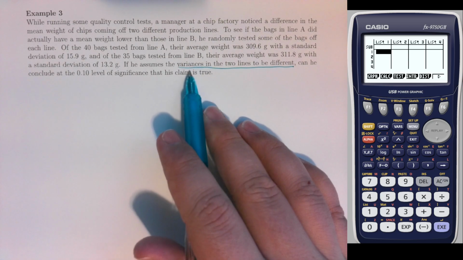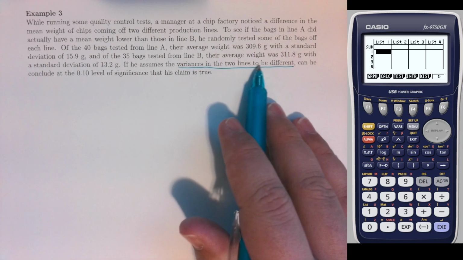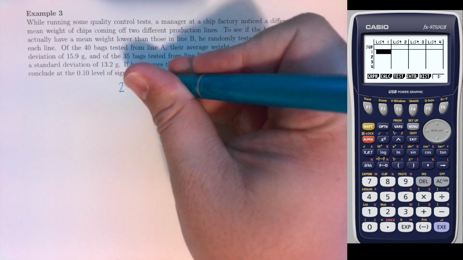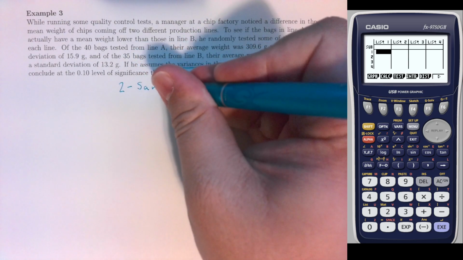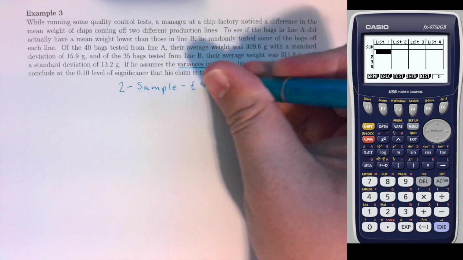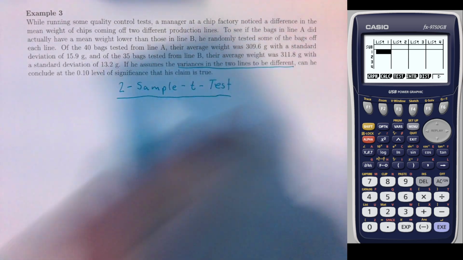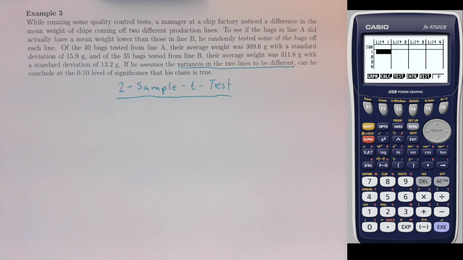So the part that I underlined, variances in the two lines to be different, is signaling that this is going to be a two-sample t-test. And we do meet all the requirements for a two-sample t-test. Just make sure you go through and convince yourself of that.